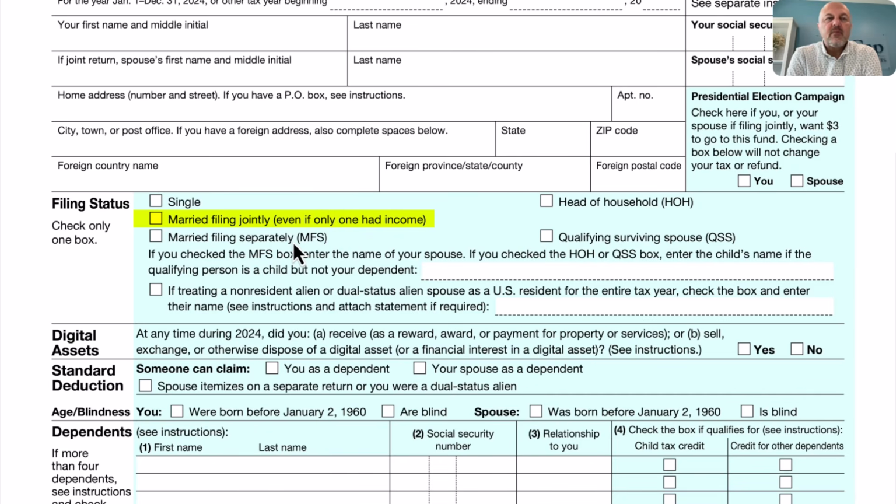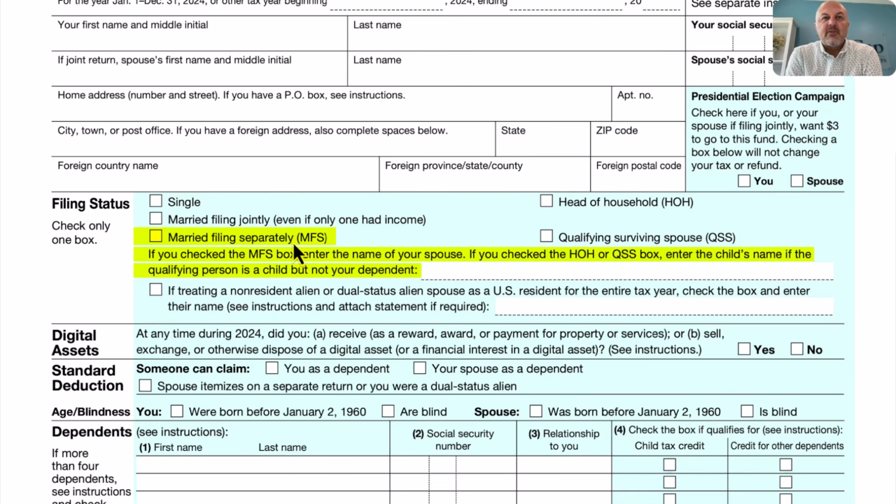It's also important to note that married filing jointly is the most generous filing status because it has the highest deductions and the broadest tax brackets. So you can earn a lot more under the married filing jointly status and still be below a certain tax bracket.